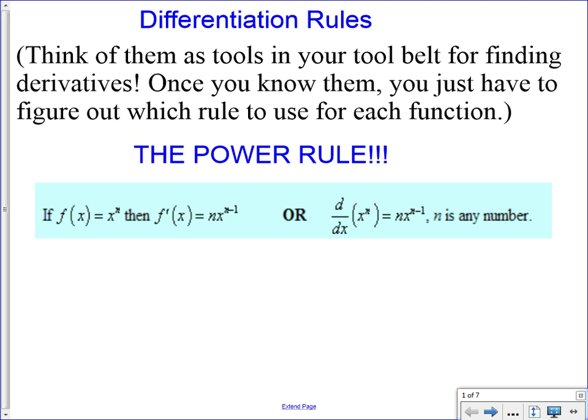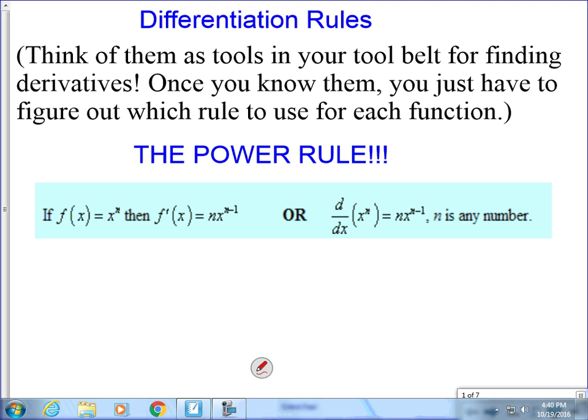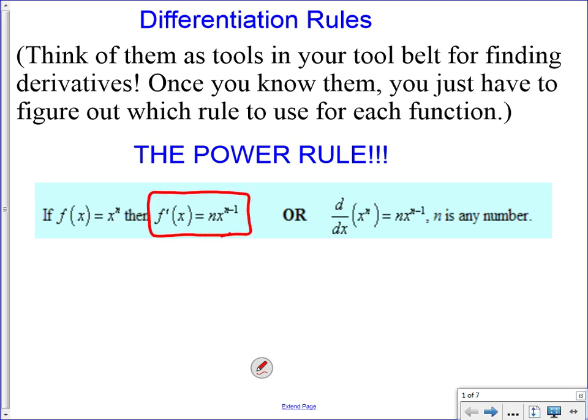And I think some of you started noticing this rule when you were finding the derivative of a function. Okay, so the power rule works like this. If f of x equals x to the n power, then f prime of x is equal to n times x to the n minus 1. This is your power rule that you want to remember.